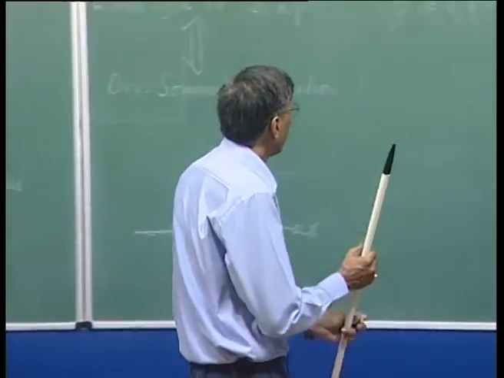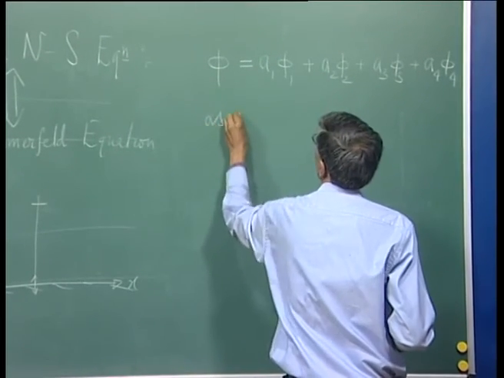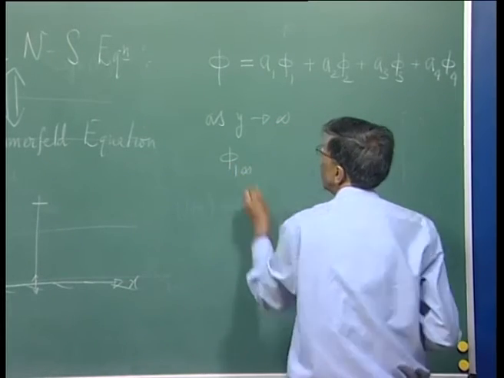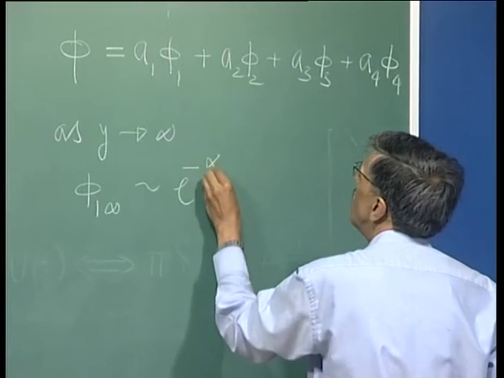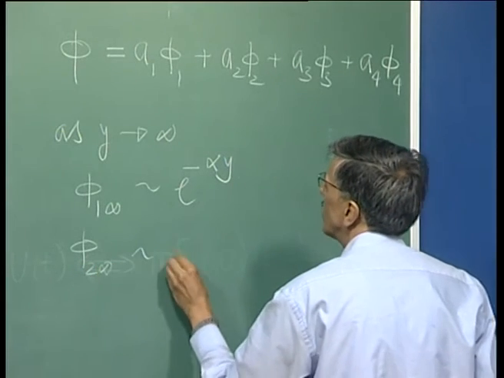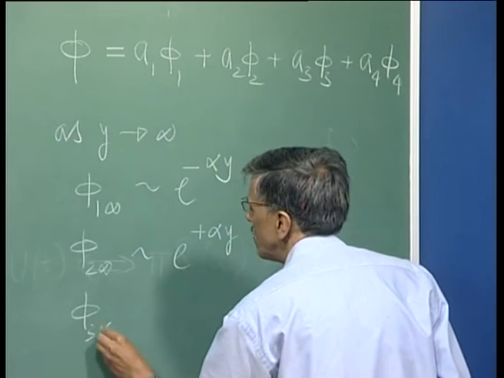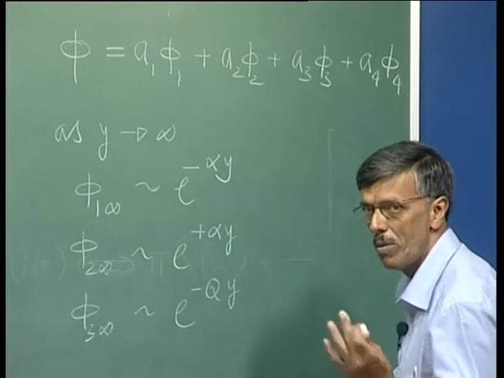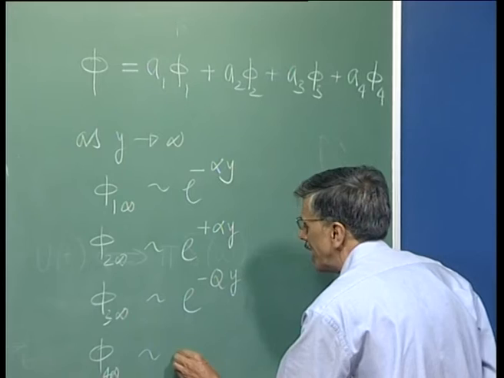And we saw that as y goes to infinity, we noted phi 1, which I will now give an additional subscript infinity, goes as e to the power minus alpha y, and phi 2 infinity goes as e to the power plus alpha y. Phi 3 infinity goes as e to the power minus q y. You remember the definition of that, q square. So, you can take a look at that, and this will be this.